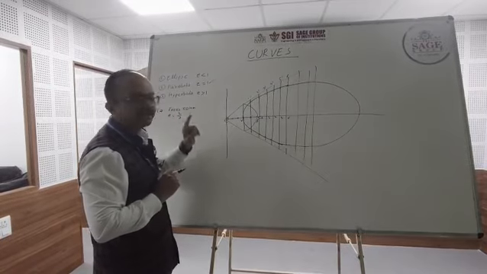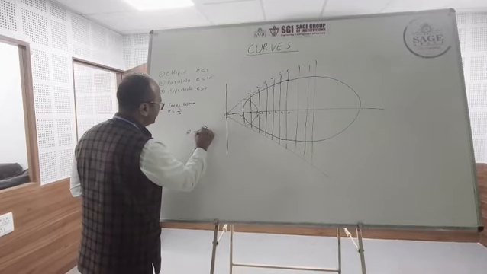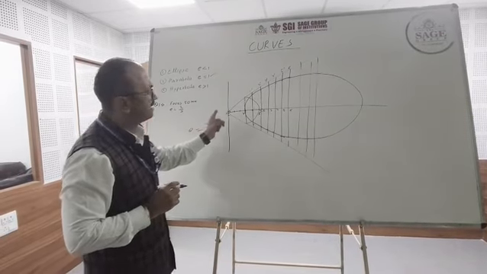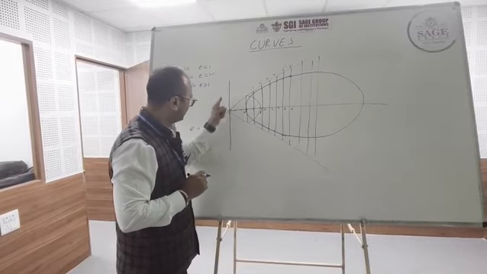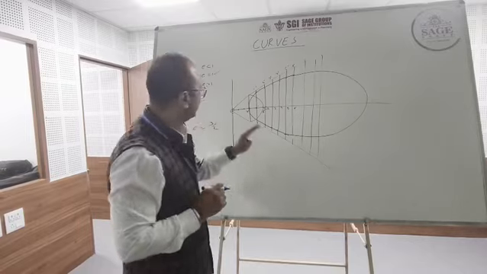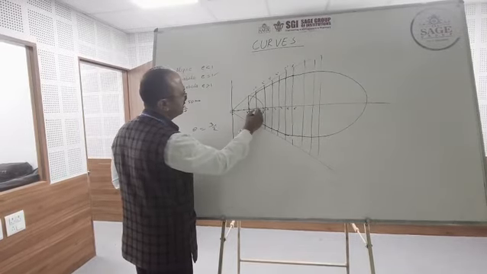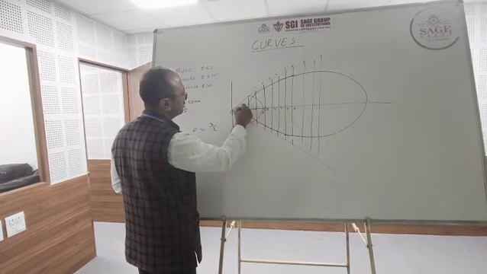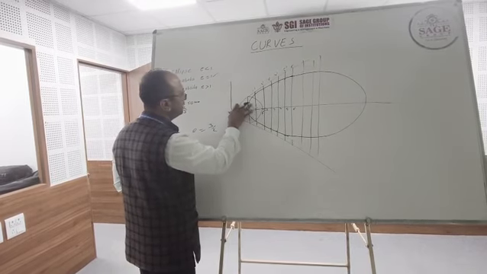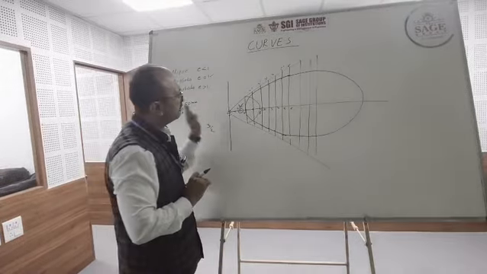Then in the case of a hyperbola, eccentricity is greater than 1. That means eccentricity can be written as 3 by 2. And you will divide the distance between the directrix and focus into 5 parts, and you will mark the vertex on the third point from the focus here: 1, 2, 3. You will mark the focus here. In the case of a hyperbola, you will mark the vertex here. And the method is all the same.